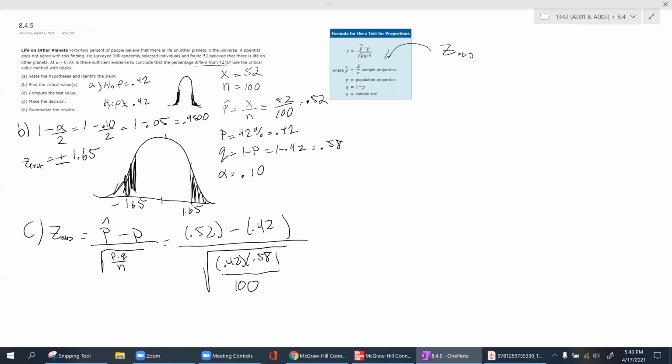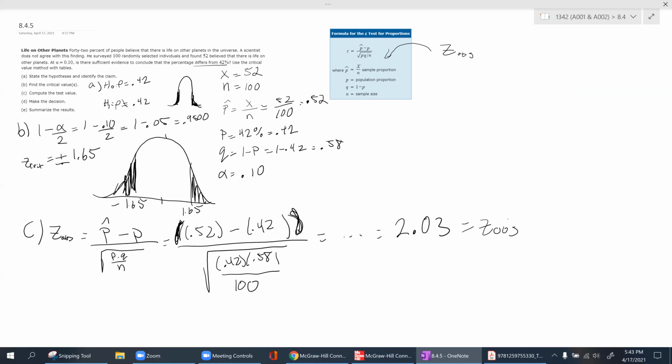And like we mentioned before, parentheses, I cannot stress this enough. It's parentheses. Doing all that work, I find out that my Z value is 2.03. So that's my Z observed.